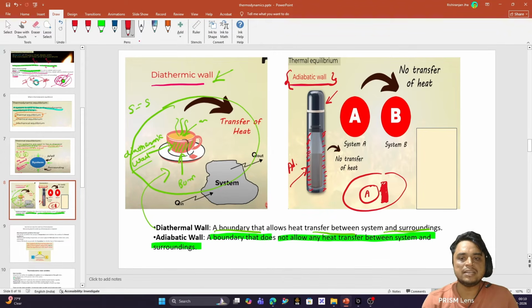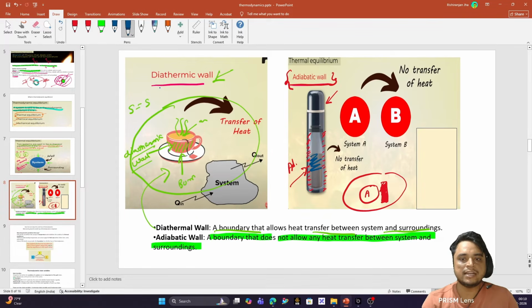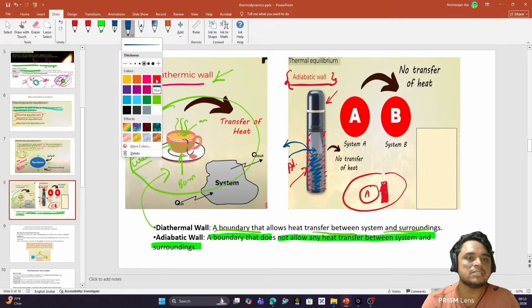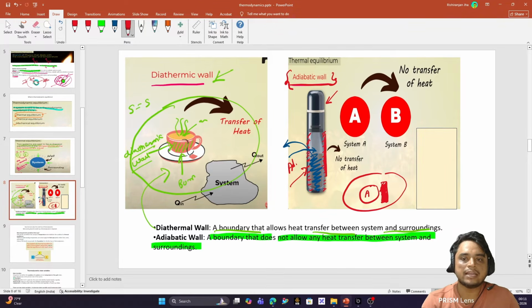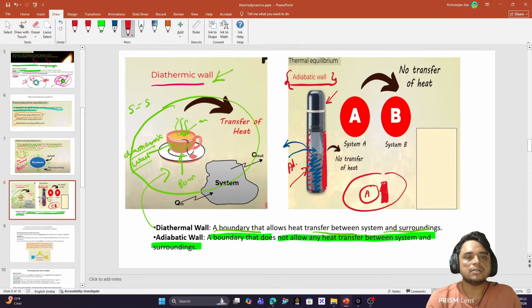Now, if you put hot coffee inside it, no heat transfer will take place between the system and the surrounding. And why will no heat transfer take place? Because there is an adiabatic wall between them. So a thermos is the best example of an adiabatic wall, which does not allow heat transfer to take place. Now I think you are clear with the wall. There are two kinds of wall: one is the diathermic wall and the second is the adiabatic wall.